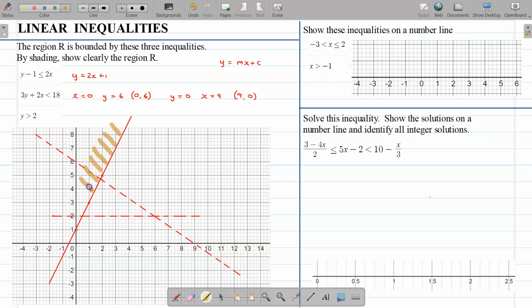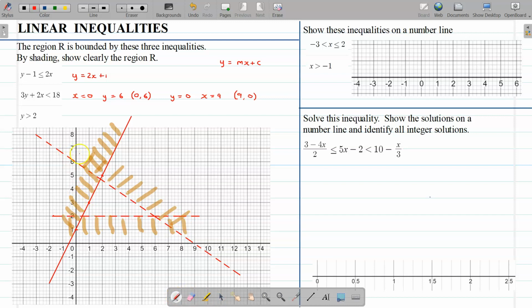Now it's just faint shading to one side of the line. You don't have to do too much of it. Then I've got to shade the bit where this is greater than 18, which is above the line. So I'll just do that like this. Now I can see already where the region R is going to be, so I can focus in on that. I'm shading the unwanted regions, and then because I want the bit where y is greater than 2, I can shade in underneath it. Then I'm clearly showing the region R, and I'm going to label it here.